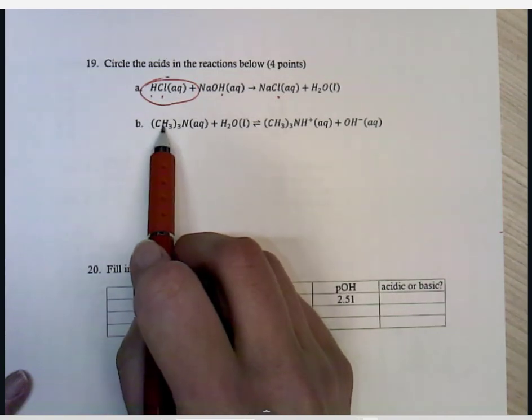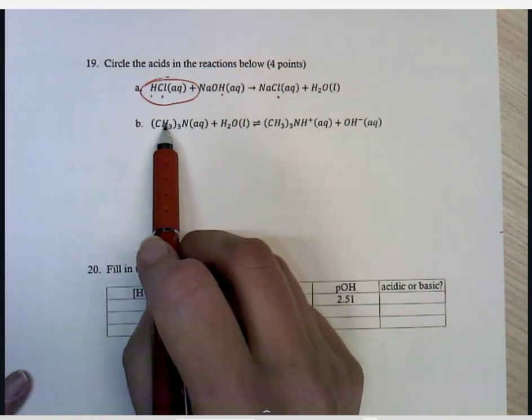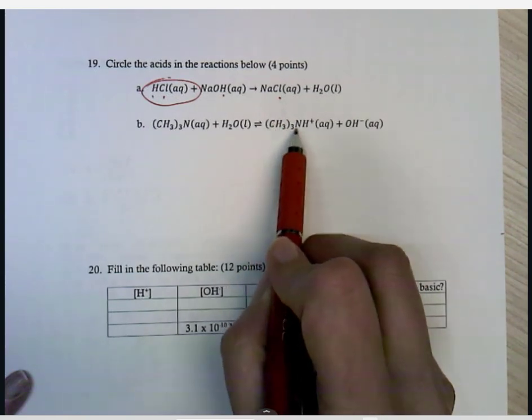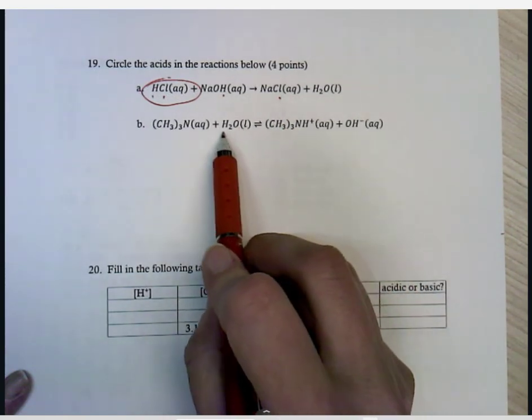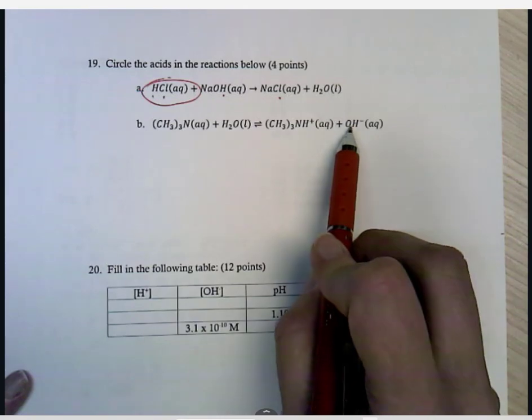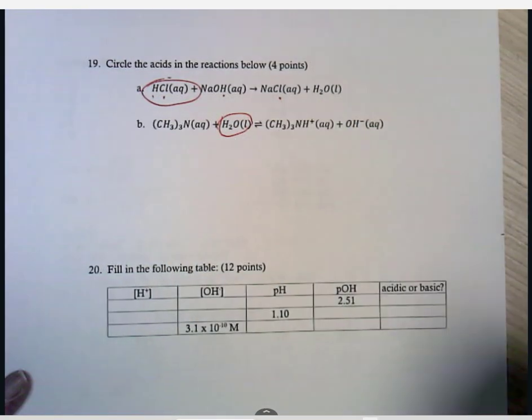Down here, all my hydrogens are in here, and they're still kind of the same. But this oxygen, the water here, is attached to two hydrogens, and it loses one, so my water is acting as an acid.